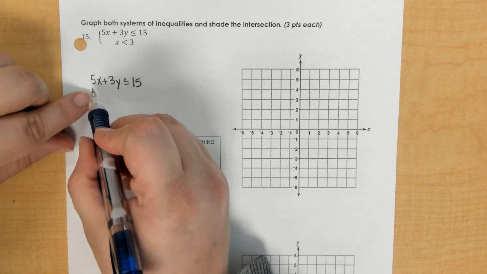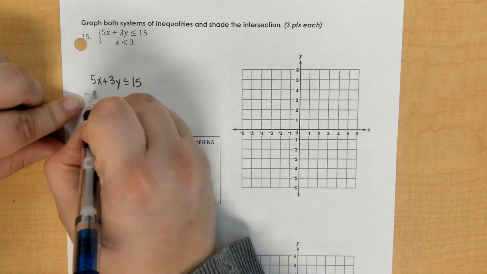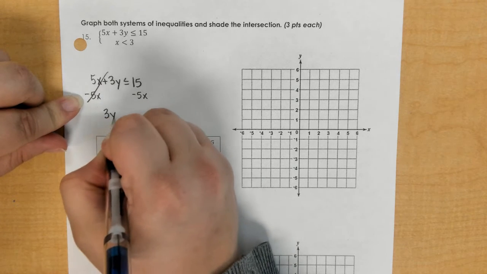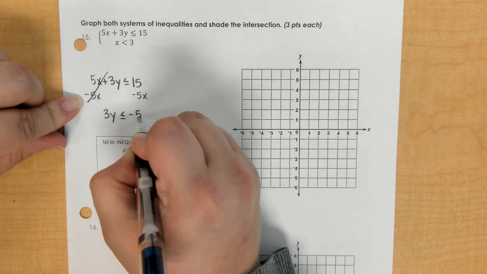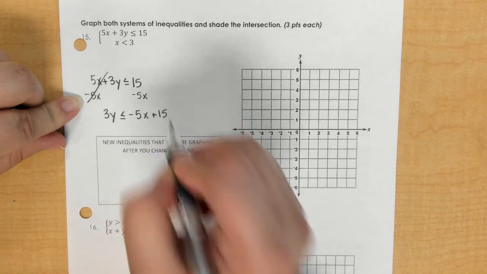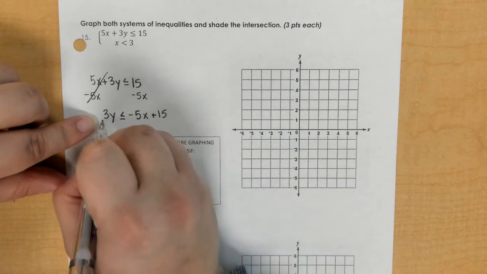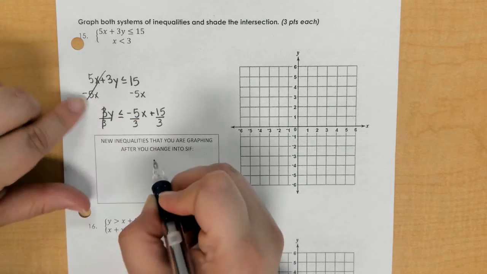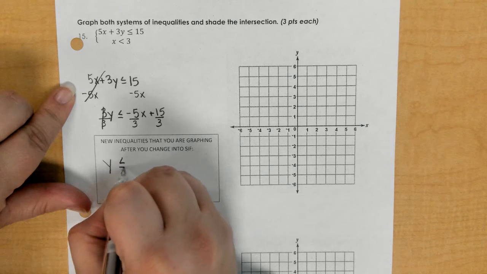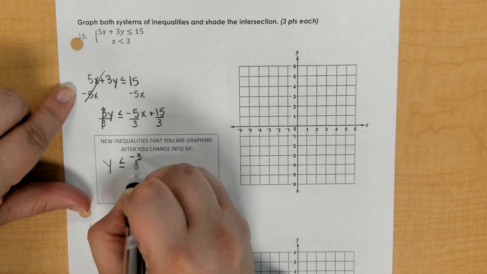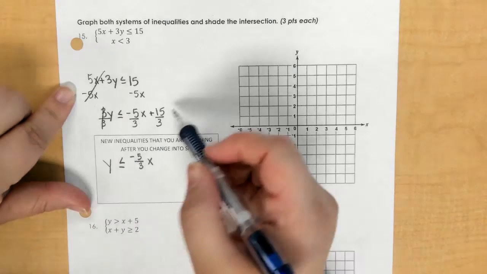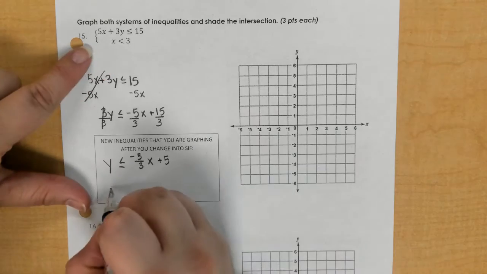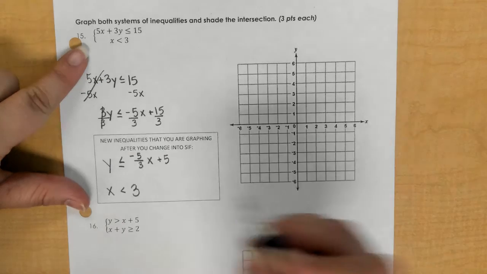And I need to move my 5 over, so I'm going to subtract the 5. And 3y is less than or equal to negative 5x plus 15. Then I'm going to divide by 3, and we're going to get y is less than or equal to negative 5/3 x. And then if I divide, we get 5. And then the second inequality just stays the same.